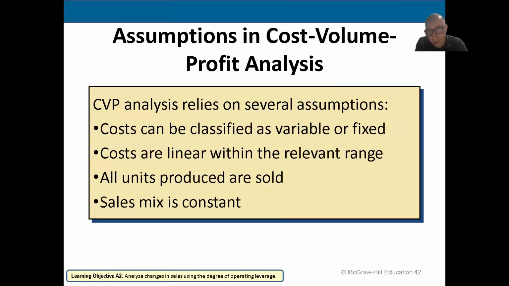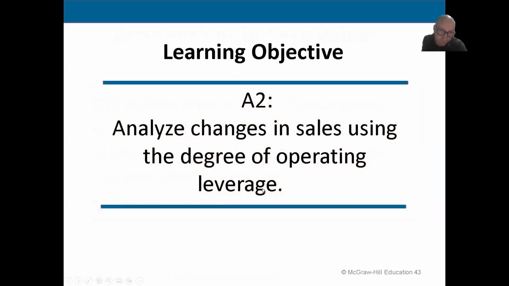With cost volume profit analysis, there's a couple of assumptions that we need to take into consideration. One is that costs can be classified as either being fixed or variable. Costs are linear within a relevant range, and all units produced are sold, and that the sales mix is constant. Those are the assumptions, okay? These are the things that we say are true when we're calculating cost, volume, profit analysis. Of course, with all assumptions, there's some limitations as well.